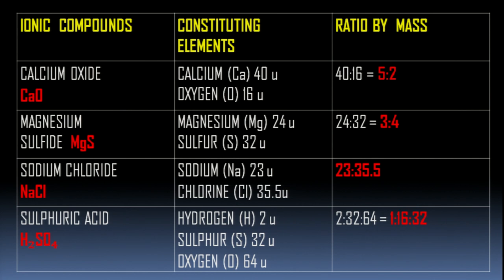What is the ratio by mass? 2 is to 32 is to 64. On simplifying, what do we get? 1 is to 16 is to 32, divided by 2. Children, I hope something gets into your mind by seeing all these things. You can do it. It's very simple, children. Just you have to remember the atomic masses of certain elements. As in the last class, I have told you, minimum first 20 you have to remember.